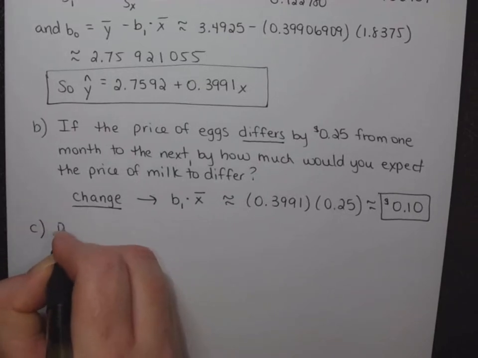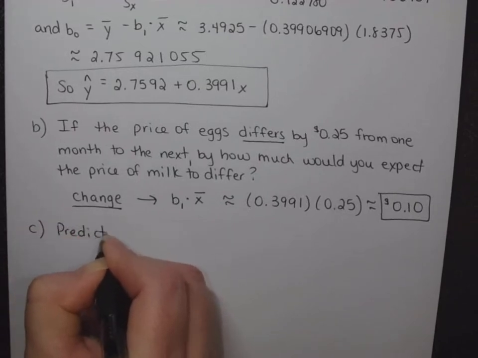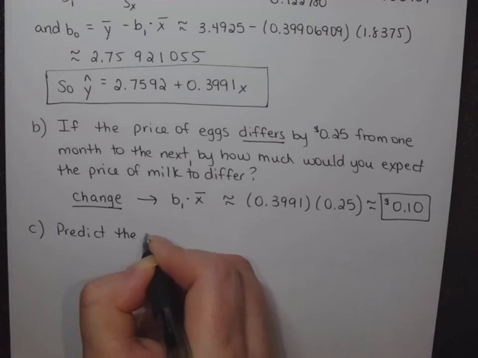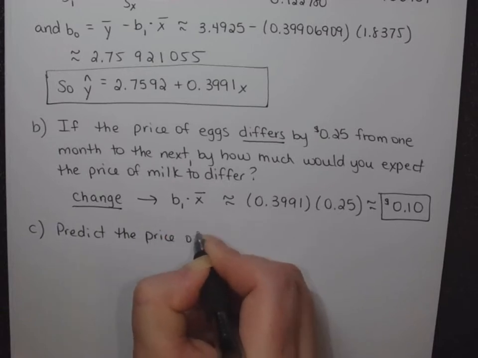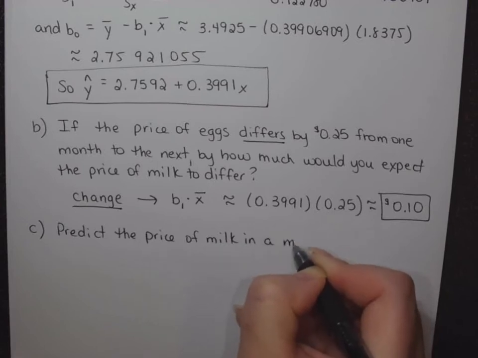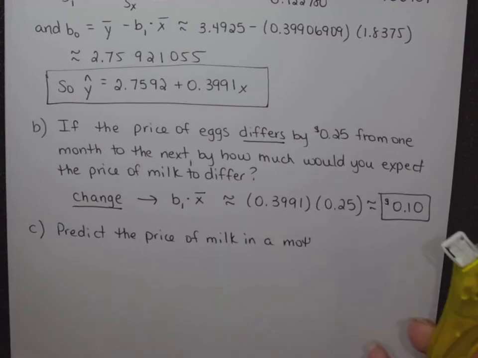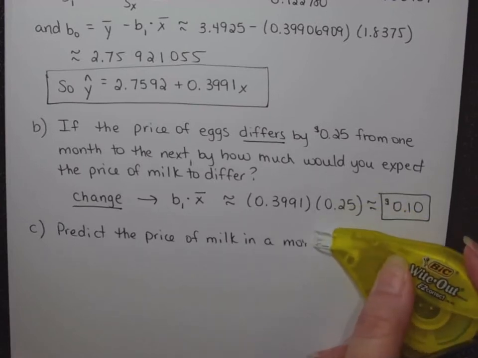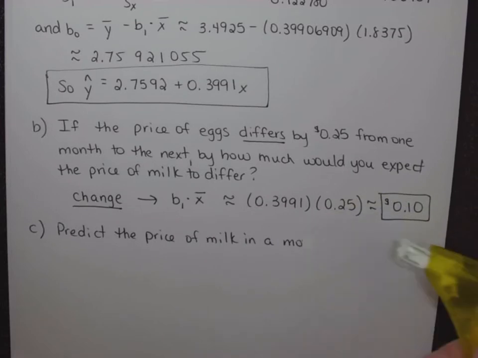And then lastly for this one, I want you to predict the price of milk in a month where the price of eggs is $1.95.